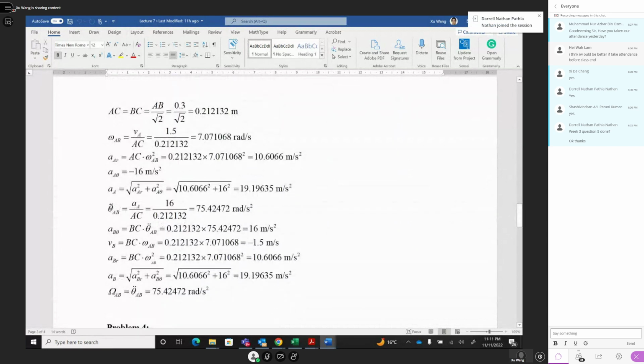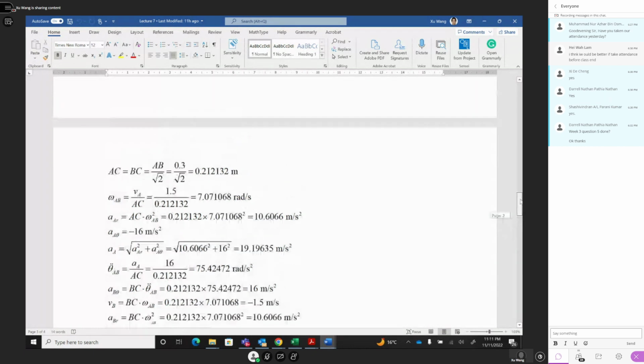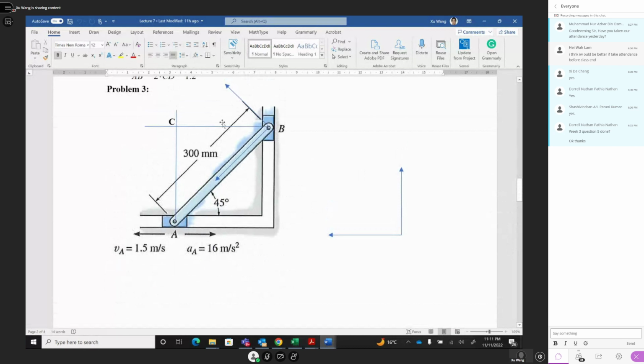Angular acceleration is c dot AB. You get AA divided by AC, 16 divided by 0.212, and you get 75.442. That's omega AB dot. Okay, and this is angular acceleration, because all this bar's angular acceleration should be the same.